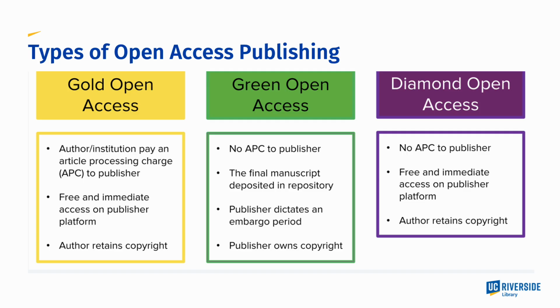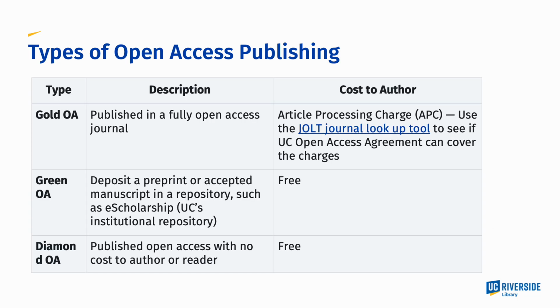But open access publishing does not mean it's free. There are three types of open access publishing: gold, green, and diamond. Gold open access requires authors or institutions to pay an article processing charge. For some journals, this fee can be more than around $10,000. Green and diamond open access have no publishing fee. But for UC authors, UC open access journal agreements can cover the fee, often referred to as APC, partially or fully. We will mention more on that soon.